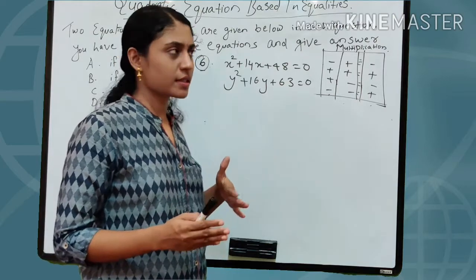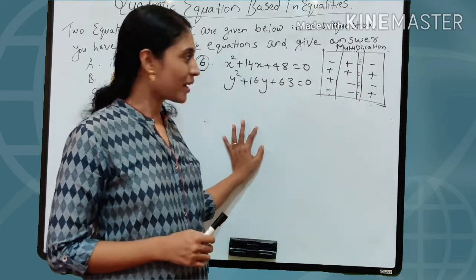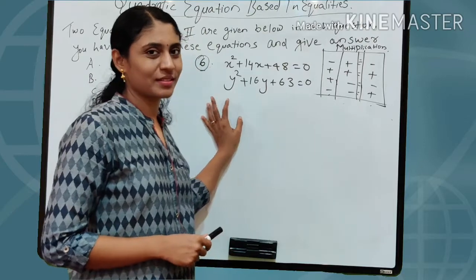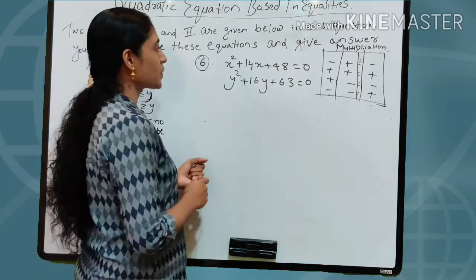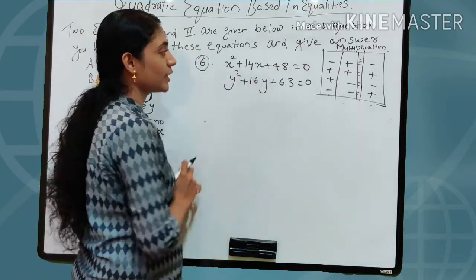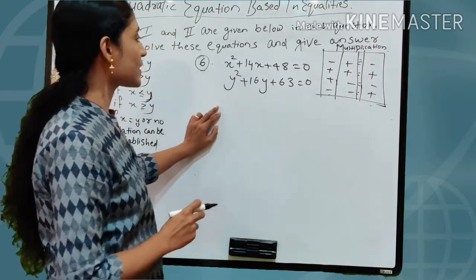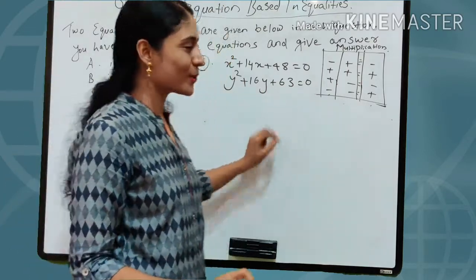Sometimes 5 questions were asked, and in the last year 6 questions were asked, and this is the last one. Shall we discuss? Okay. So the equations are x square plus 14x plus 48 equal to 0 and y square plus 16y plus 63 equal to 0.